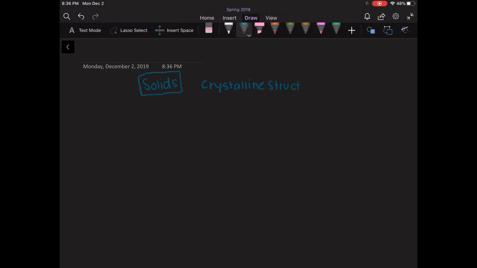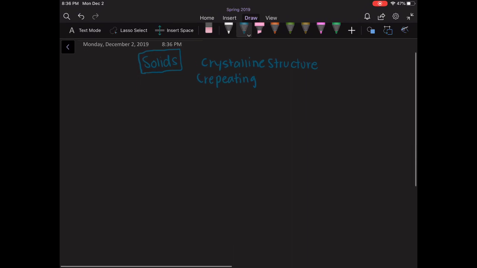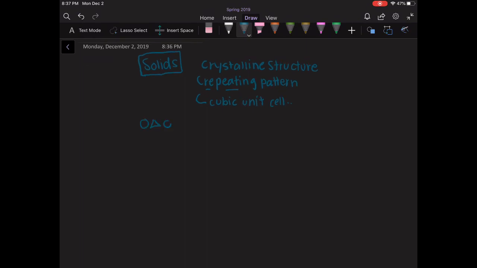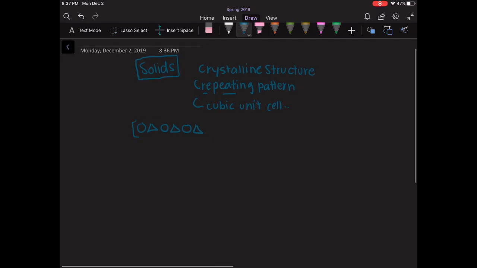Crystalline meaning it has a repeating pattern that it'll basically resemble, right? So what you end up getting from these repeating patterns is the smallest unit, which is the cubic unit, or cubic unit cell. That's the smallest repetition in the pattern. Like if I had circle, triangle, circle, triangle, circle, triangle, well, my unit would be this first circle, triangle. It's like the first repetition of the pattern.